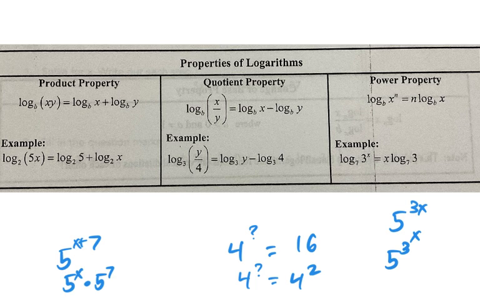What you can do, according to this power property, is take this exponent of the argument and move it out front of the log. So this becomes x log base 5 of 5. Well, what is log base 5 of 5? 1. What's 1 times x? I get the same answer, right, without having to think through it.